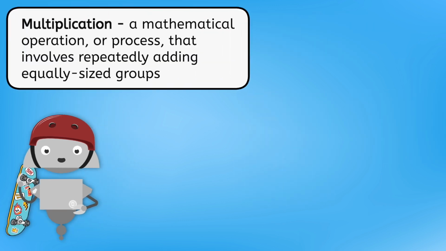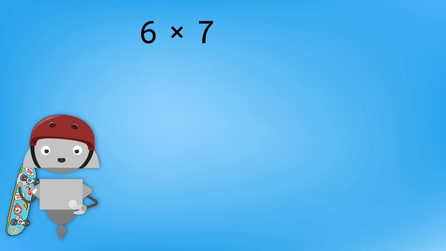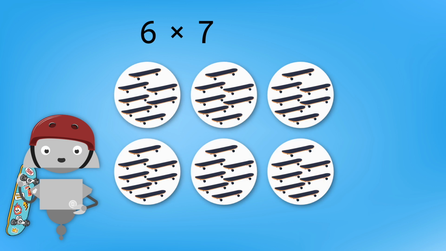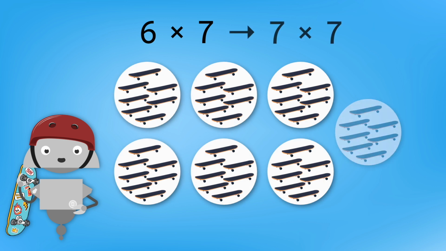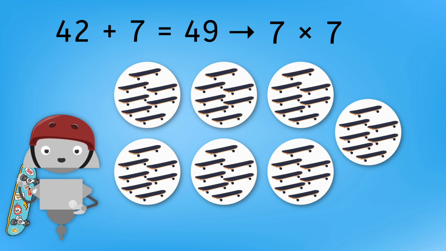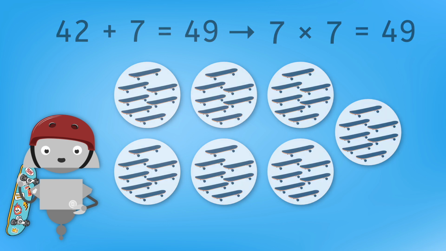Remember, multiplication is a way to repeatedly add equally sized groups. So if 6 times 7 is the same as 6 groups of 7, then 7 times 7 is just one more group of 7. That means the answer will be 7 more. 42 plus 7 equals 49, so 7 times 7 equals 49.